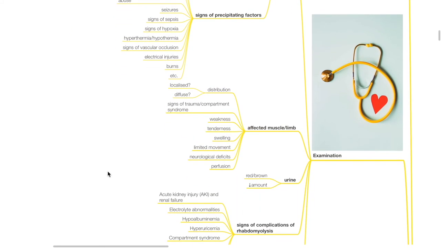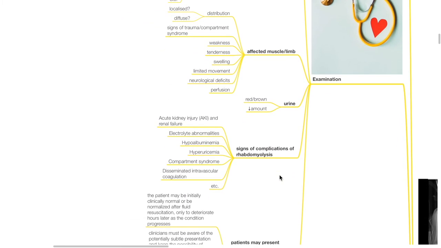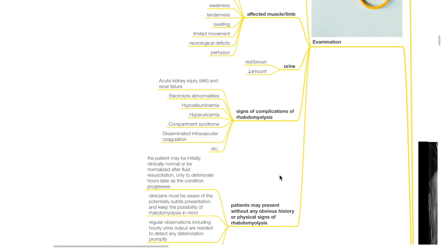Assess the affected muscle or limb. Take note of the distribution. Assess for signs of trauma or compartment syndrome, weakness, tenderness, swelling, limited movements, neurological deficits, and assess perfusion. The urine may be red or brown, there may be oliguria. Assess for signs of complications of rhabdomyolysis.